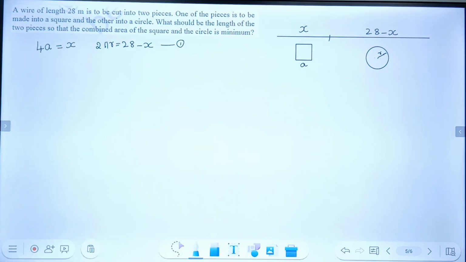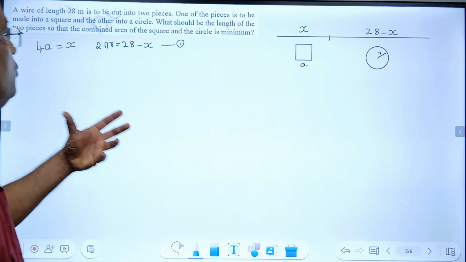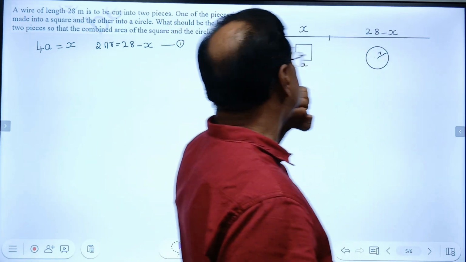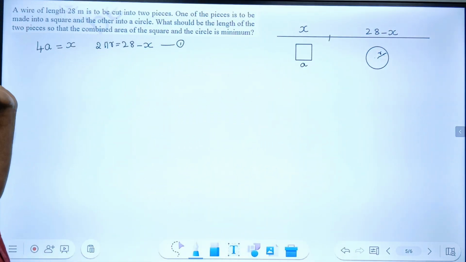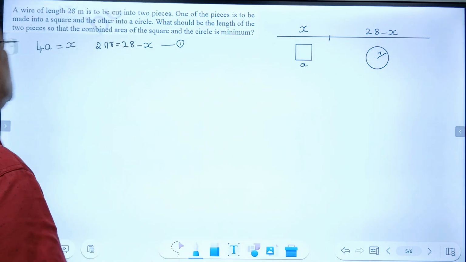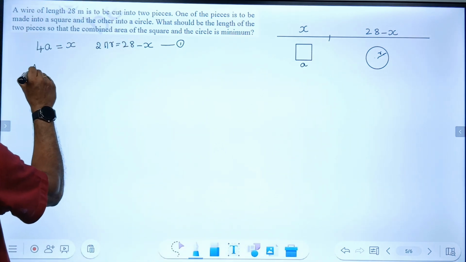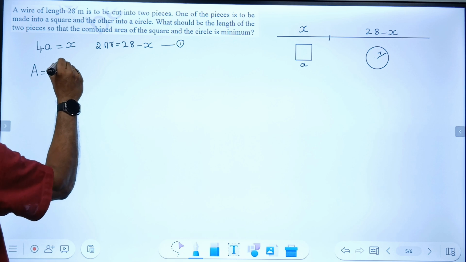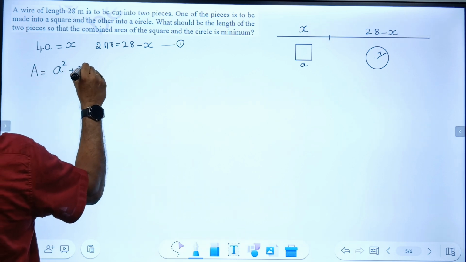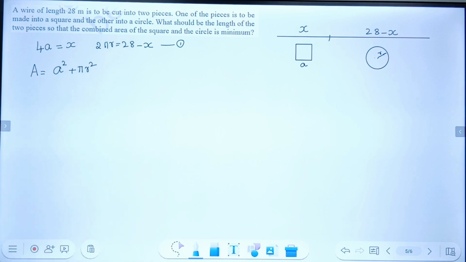Okay. Now what should be the length of the two pieces? I want to find x and what is 28 minus x, so that the combined area of the square and circle is minimum. So, combined area. What is the area of the square? Area of the square is a square. And what is the area of the circle? It is pi r square. So it has two variables. What are they? It has a and it has r.